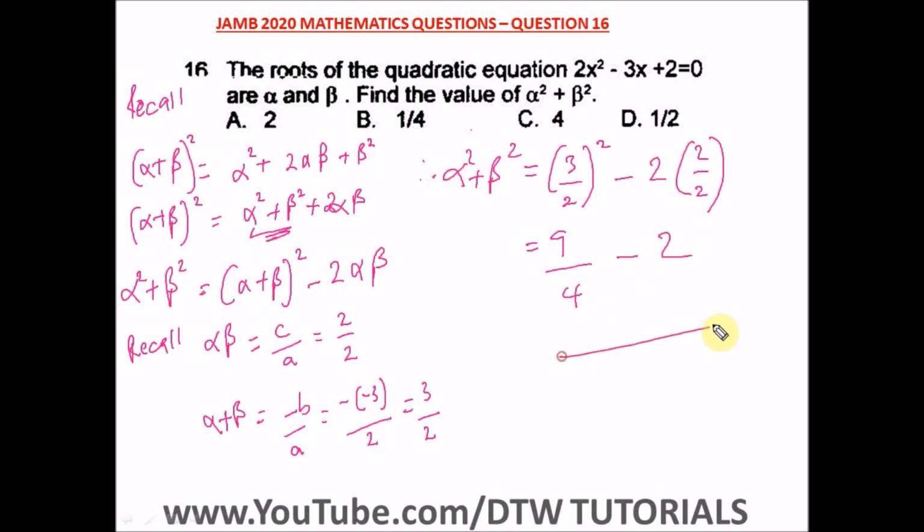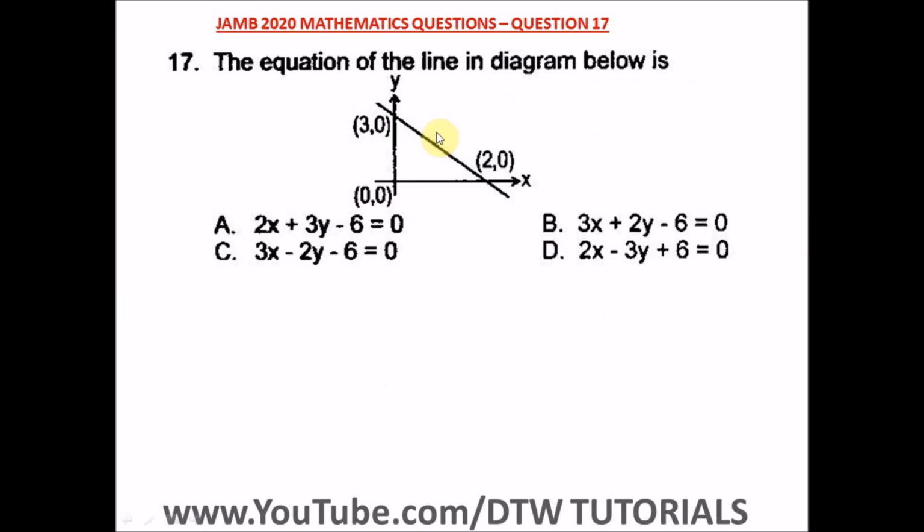9 over 4 minus 2. So let's solve for this. LCM here is 4. I forgot this is 1. This is 9 minus 8, which equals 1 over 4. Our answer here is B. So that is for question number 16, JAMB 2020 maths question.